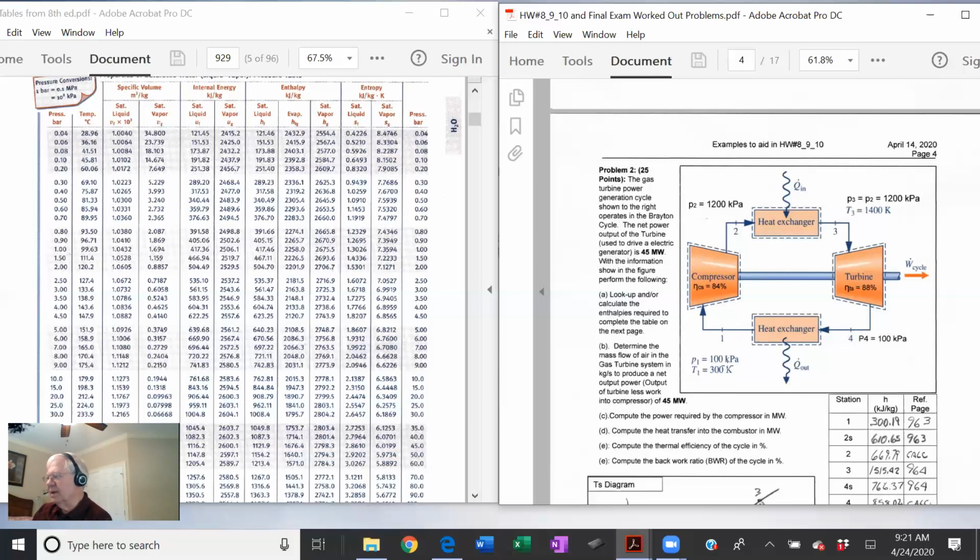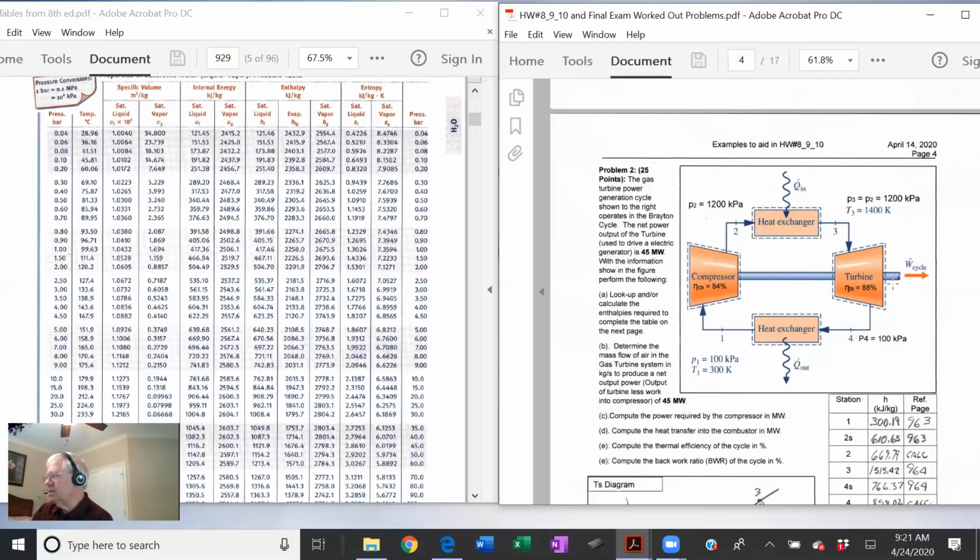So 100 kilopascals is 1 bar, 1200 kilopascals is 12 bar. And then we go into a heat exchanger. That's where we combust it, add in the gas, ignite it, and we get a lot of heat added right here. Instead of a boiler, we're putting in actual natural gas and igniting it. Then it goes through what they call a gas turbine, and we get shaft power out.